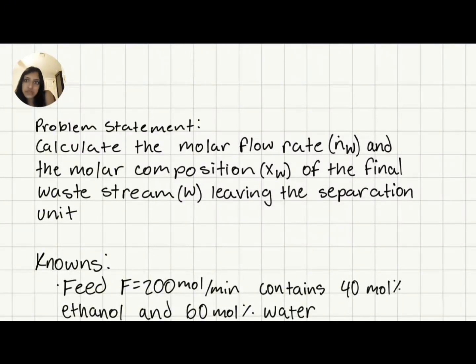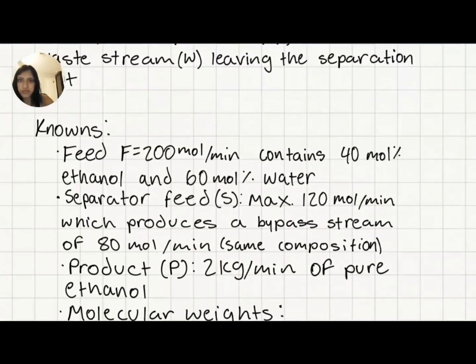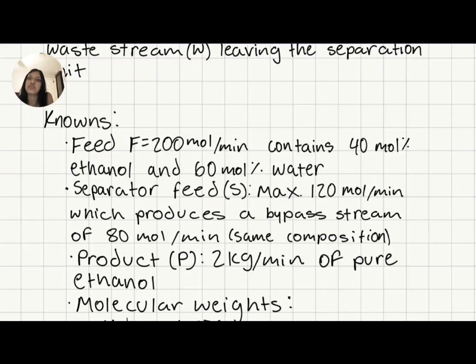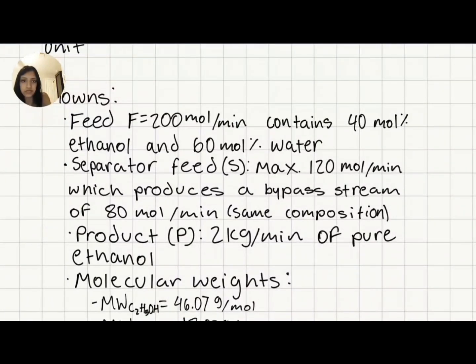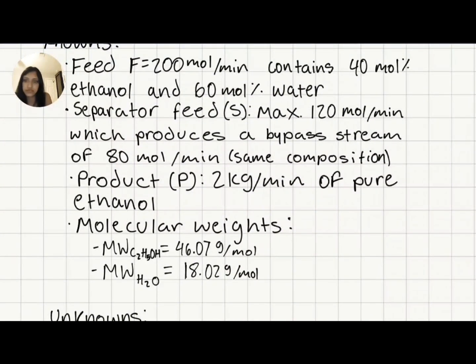So our problem statement, which is what we need to find, is we need to calculate the molar flow rate and the molar composition of the final waste stream leaving the separation unit. And for that, we need to have our knowns, which is what we know. So we know that the feed is 200 moles per minute and that it contains 40% ethanol and 60% water. We also know that the separator feed maximum is 120 moles per minute and that produces a bypass stream of 80 moles per minute, with the same composition, and that our product is 2 kilograms per minute of pure ethanol.